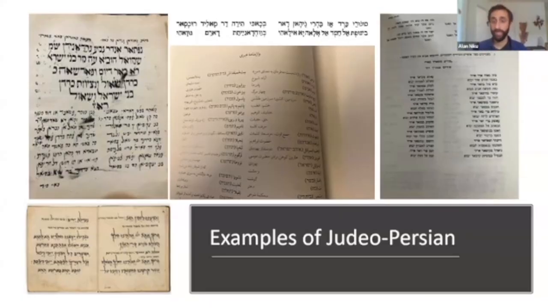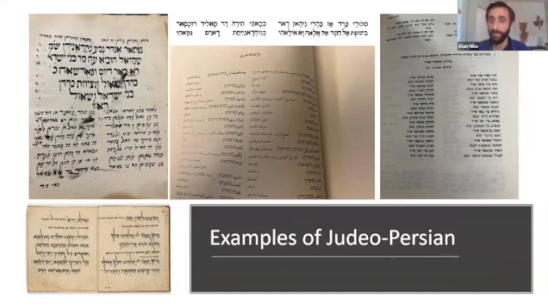So here are some examples of Judeo-Persian generally written in Hebrew letters. At the top, you have a couplet from Shahin, who was from Shiraz about 700 years ago. Even though he was from Shiraz, he wasn't writing in Judeo-Shirazi. He was writing in standard classical Persian. At the top left, we have Emrani. He was from Esfahan, but he wasn't writing in Judeo-Esfahani. He was writing in classical standard Persian with some Hebrew loanwords.